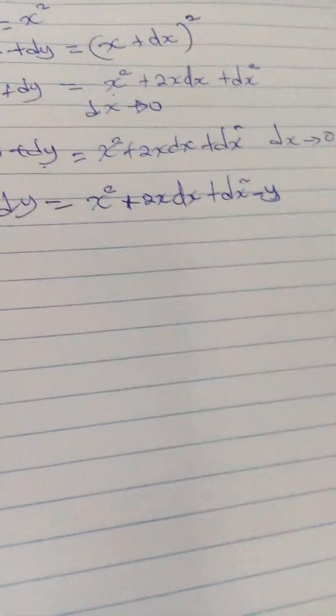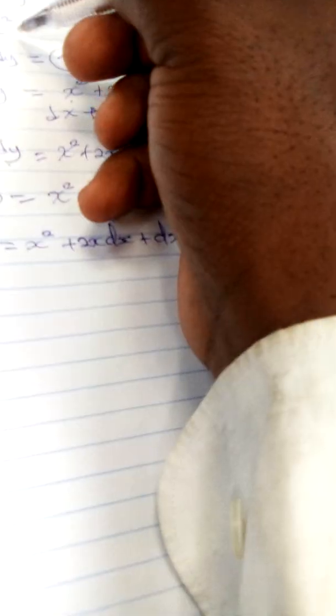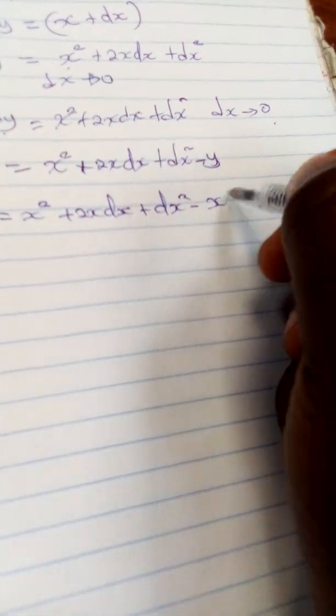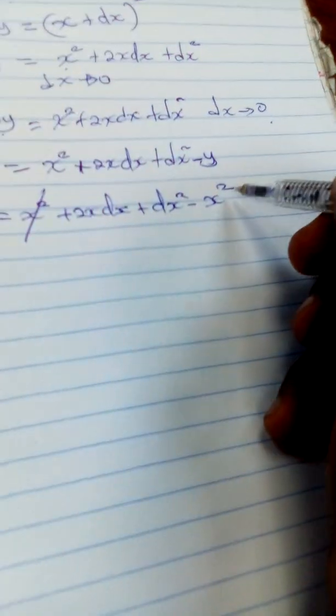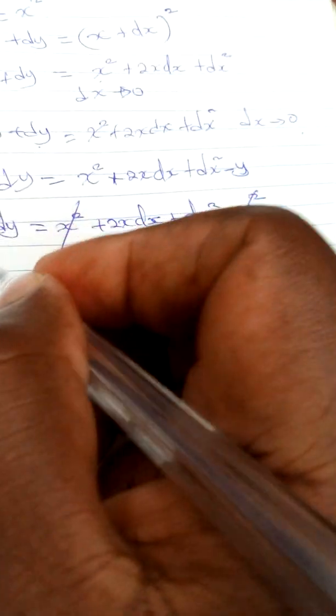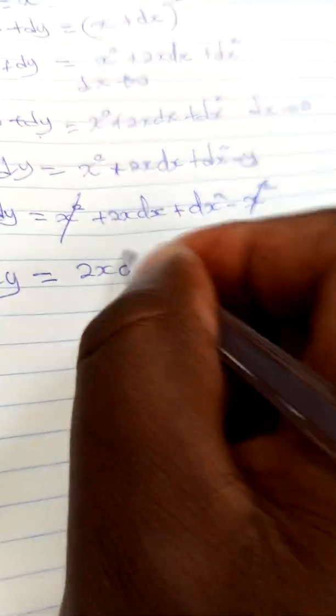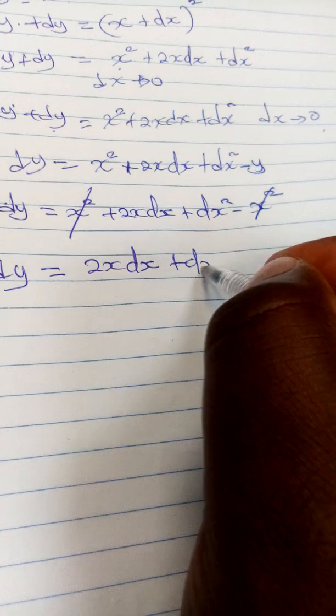minus y. Now, we know the value of y, so you can replace the y and get that the equation becomes 2 dy minus is equal to x squared plus 2x dx plus dx squared minus y, which we have defined up here as x squared. So this and this cancel out. We end up with dy is equal to 2x dx plus dx squared.